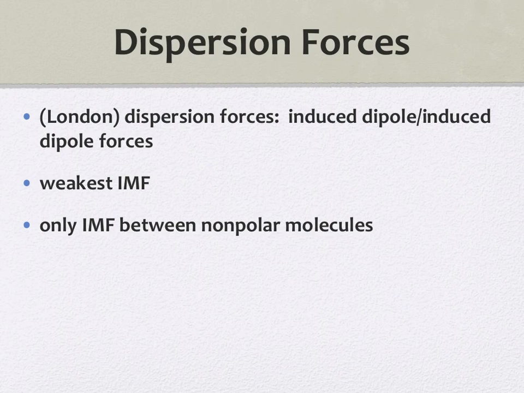Our third type of intermolecular force is a dispersion force, or a London dispersion force, or a London force. Those are all the same things. This is the type of intermolecular force that occurs between nonpolar molecules. Dispersion forces are the weakest intermolecular force, and although nonpolar molecules are not permanently polar, we end up with what's called induced dipole forces in between the molecules.